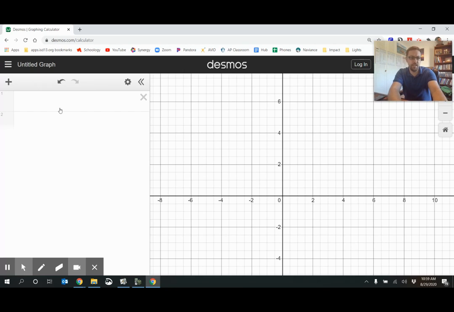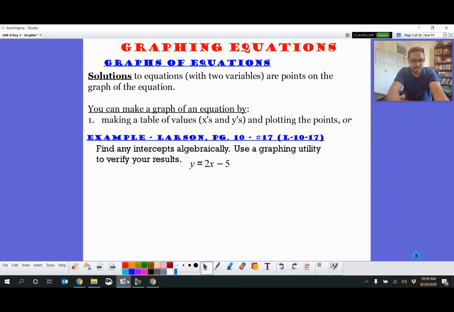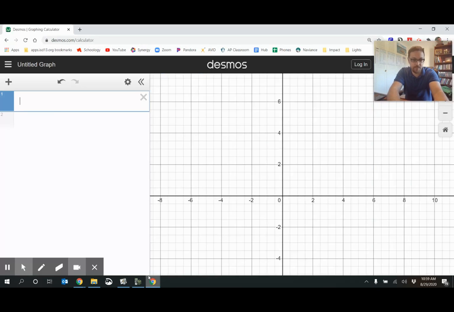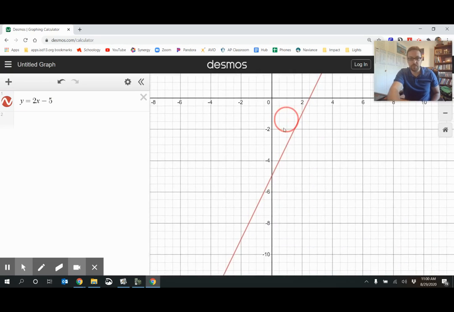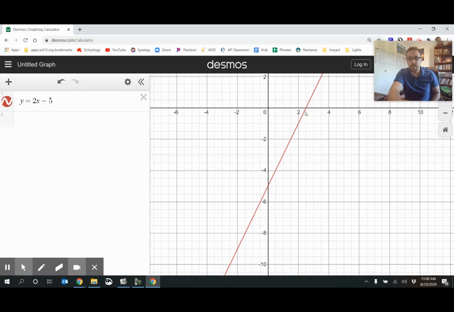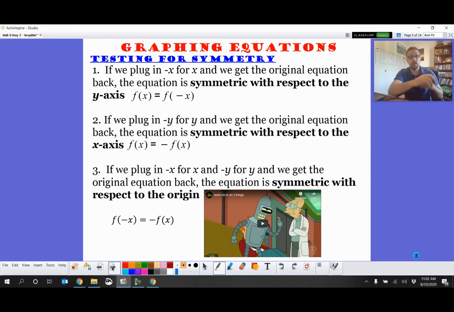All you got to do is just type it in. So it's, I've already forgotten. It is y equals 2x minus 5. Done. There we go. There's my graph. I can drag this around. It's really easy to get your nice window. And then if you want to know the intercepts, you can just click and then boom, there's my x-intercept at 2.5 and 0. And then here's my y-intercept at -5. Done.